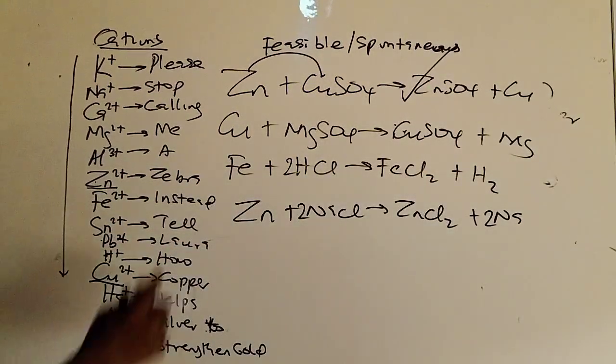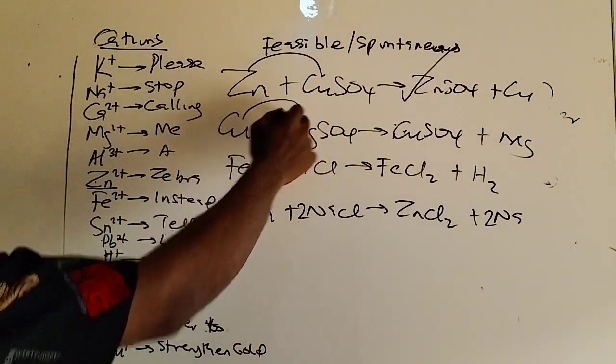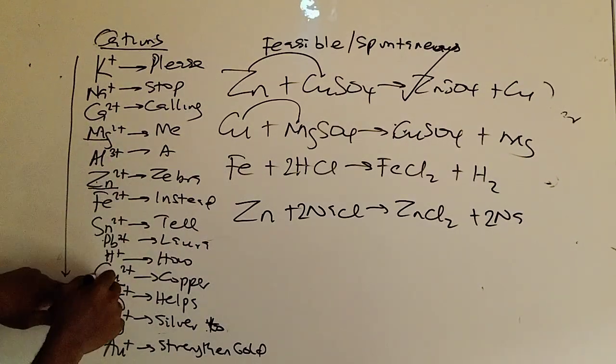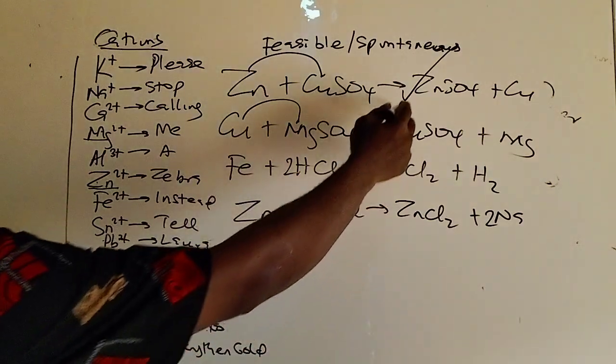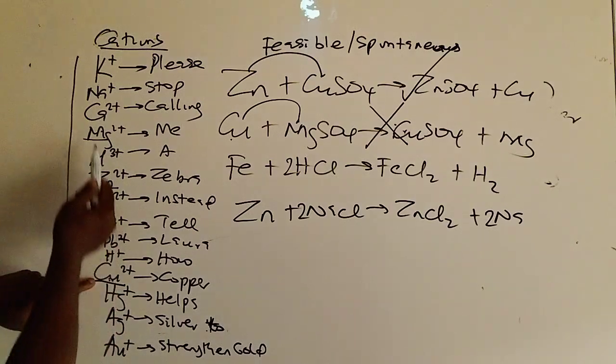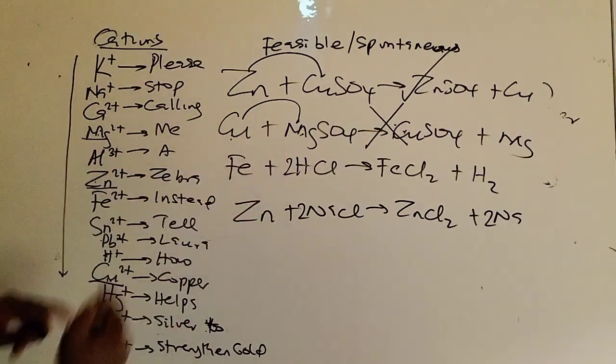The second reaction, look at copper. Copper displaces magnesium. Look at where you have copper. Look at magnesium. Magnesium is more reactive than copper. So this reaction cannot take place, because copper is less reactive. Look at the position; this one is higher. So copper cannot displace magnesium.